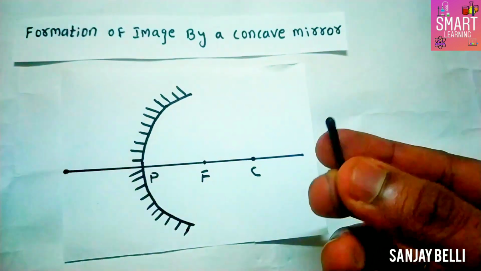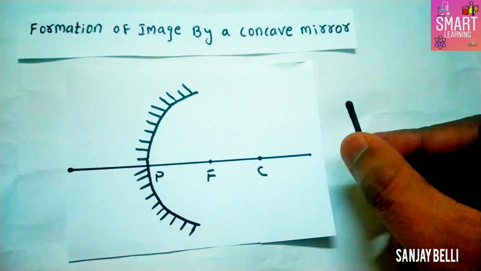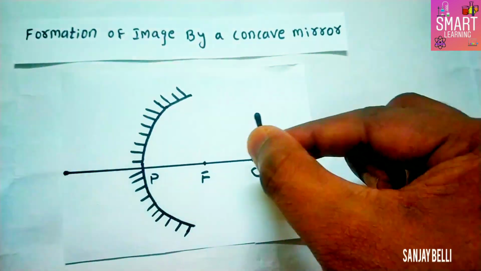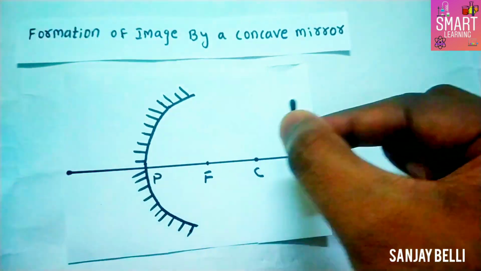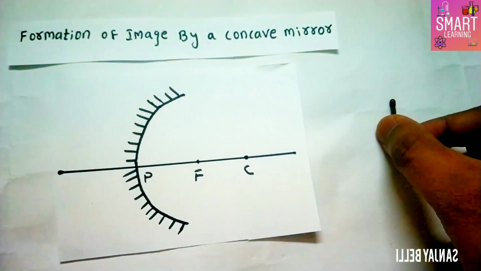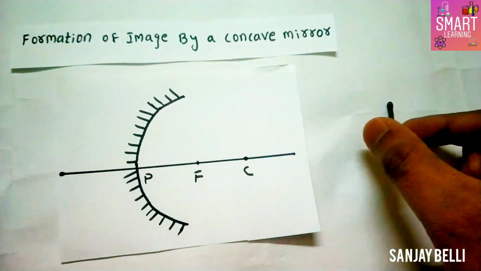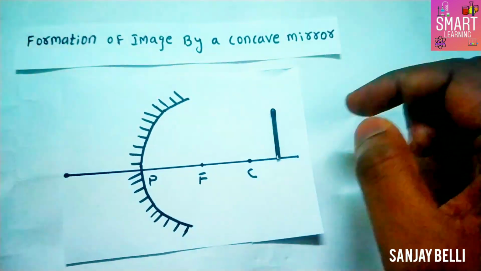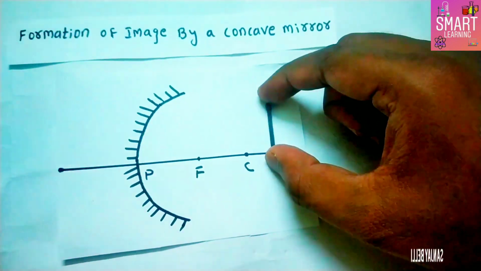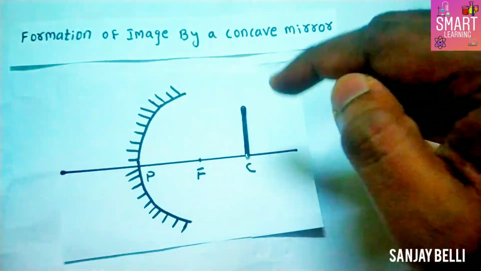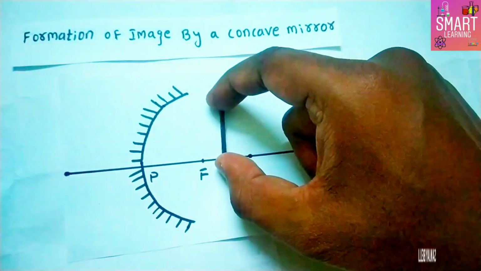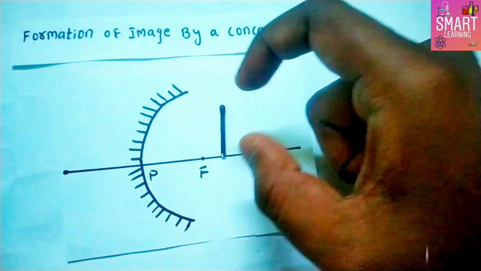Let us assume this is your object. The first possible case where we can place it is at infinity, that is somewhat far from your concave mirror. So this is an object placed at infinity. And the second case, you can place an object beyond C. And next you can place an object on C, that means on the center of curvature. And next you can place an object between F and C.